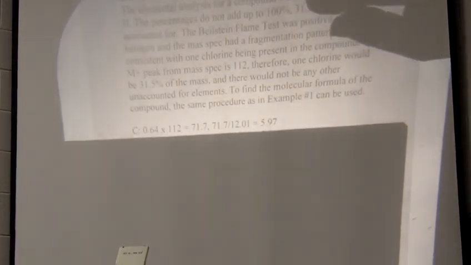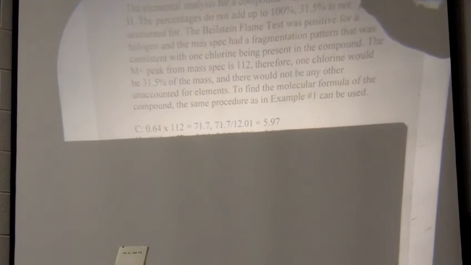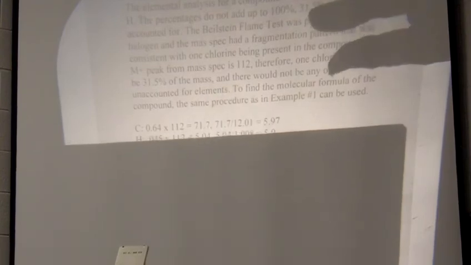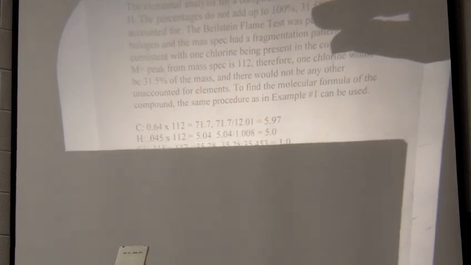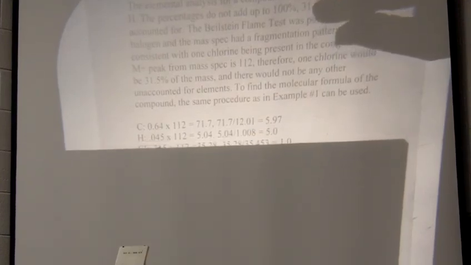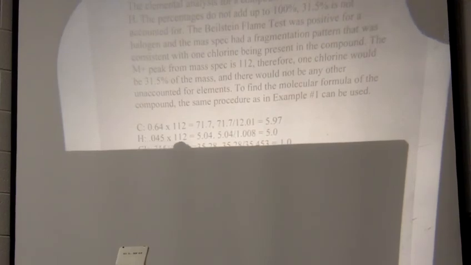We know that we have chlorine present, all right? And we know that our molar mass for the compound is 112, and so we're going to see how that chlorine comes into play. So our carbon, 0.64 times 112 is 71.7, which ends up being 6 carbons when we divide that by 12.01. Hydrogen is 4.5%, so 0.045 times 112 is 5, basically, divided by 1.008, so that's 5 hydrogens.